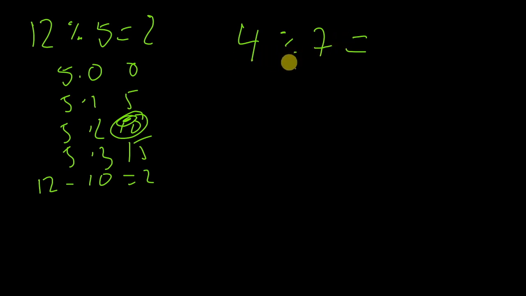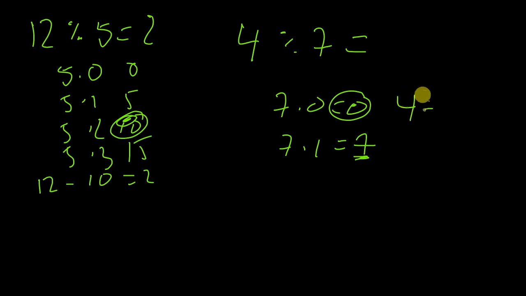7 times 0 is 0. 7 times 1 equals 7. So we can't use that one, we have to use the 0, is my point, because 7 is already larger than 4. So if we're taking that 0, 4 minus 0 equals 4. So that's why 4 modulo 7 is going to be 4.